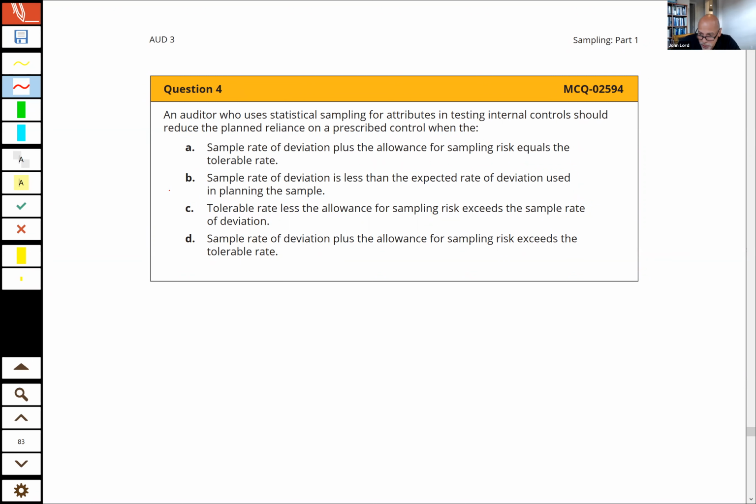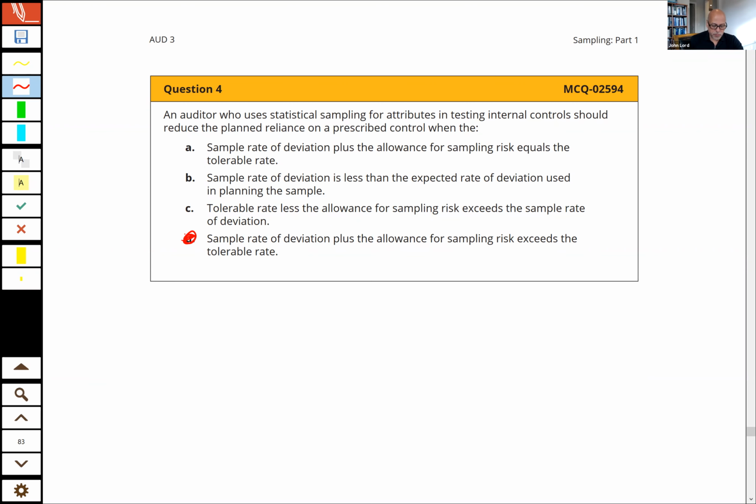You did this question on your own and we can see we're all over the place. 45% of us got it right, but let's go through it together so that you see how we got to D. This is a strategy for getting to the right answer. An auditor who uses statistical sampling for attributes in testing controls should reduce the planned reliance on the prescribed control. Now, the first thing you think to yourself is, when would I not want to rely on the control?